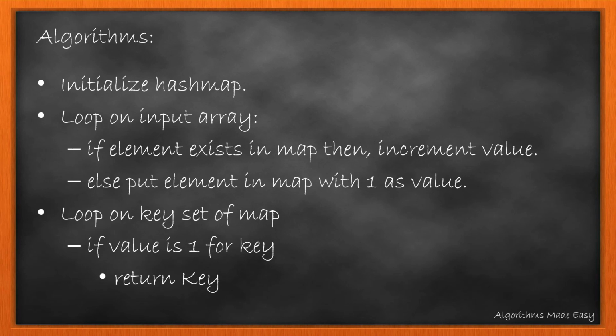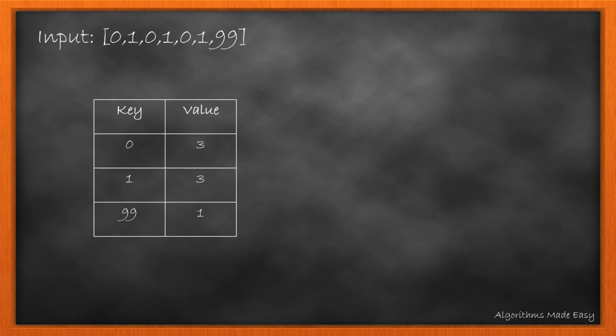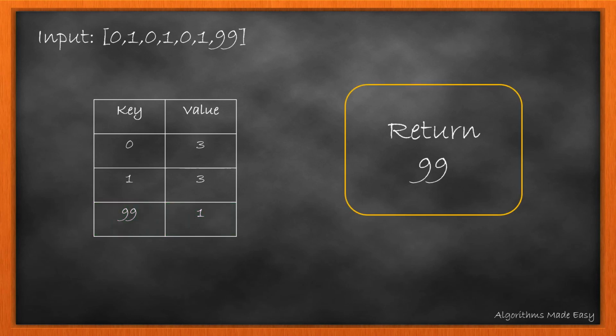We have already discussed the algorithm in one of our videos. Link to the video is at the top and also in the description. Check it out. For this array, the map will look like this. As we can see, 99 has value equal to 1, so we return it.